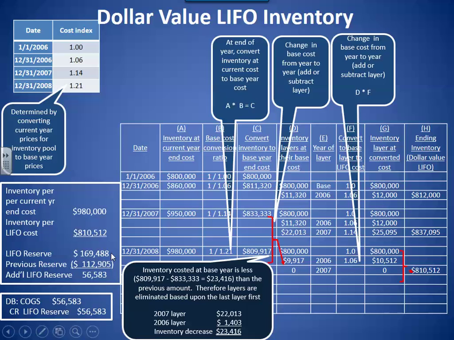$169,488. So our journal entry is a credit to the LIFO reserve and a debit to cost of goods sold.